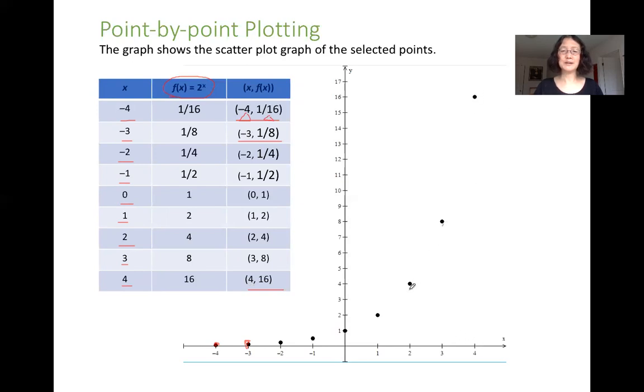So you make points on the xy coordinates, and then you connect those points, and that is the graph of y equal to 2 raised to power x.